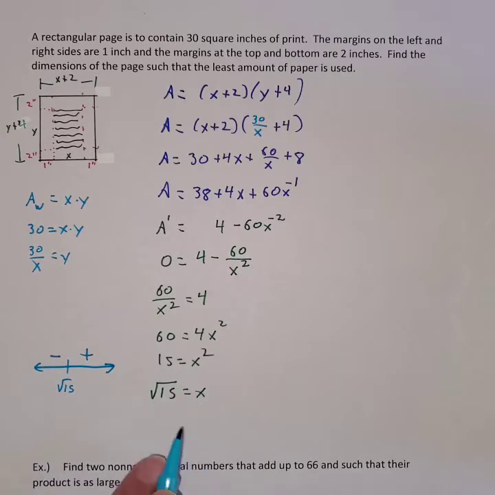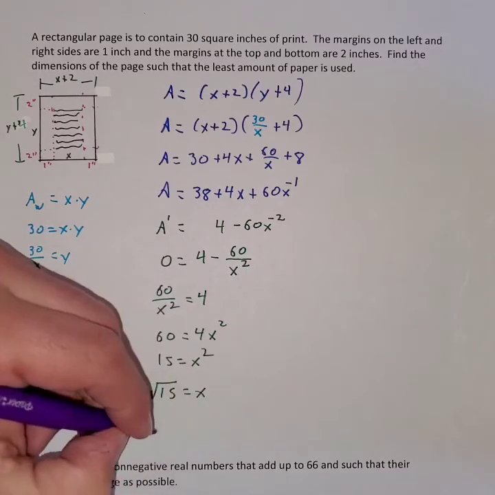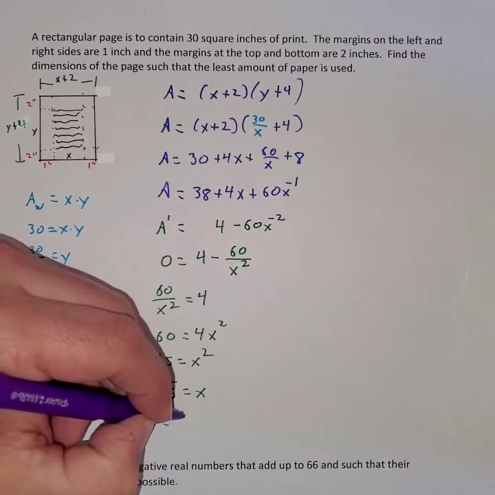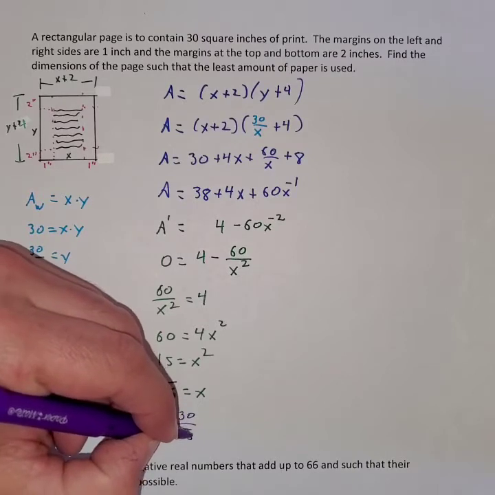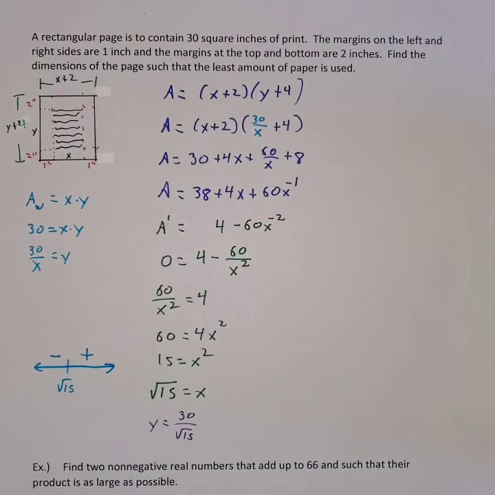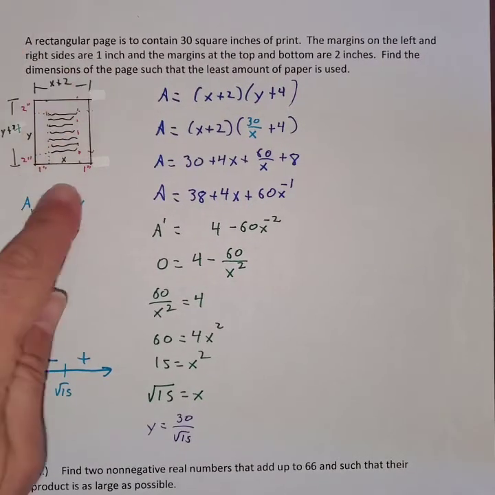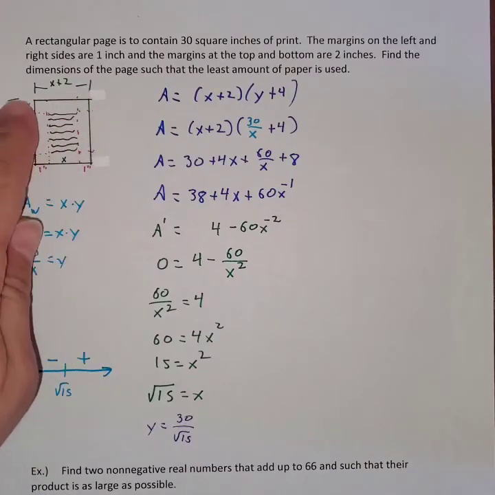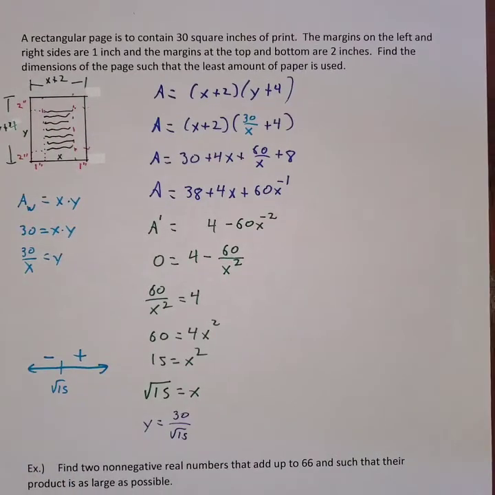Now, I also need to know what Y is. So I'm going to come back, and we said Y equals 30 over X. So Y will equal 30 over square root of 15. And I'm going to just leave it as an exact value instead of making the decimal. So I have these two dimensions. However, we have to be careful because those are just the dimensions for the writing. We need to know the dimensions of the page.